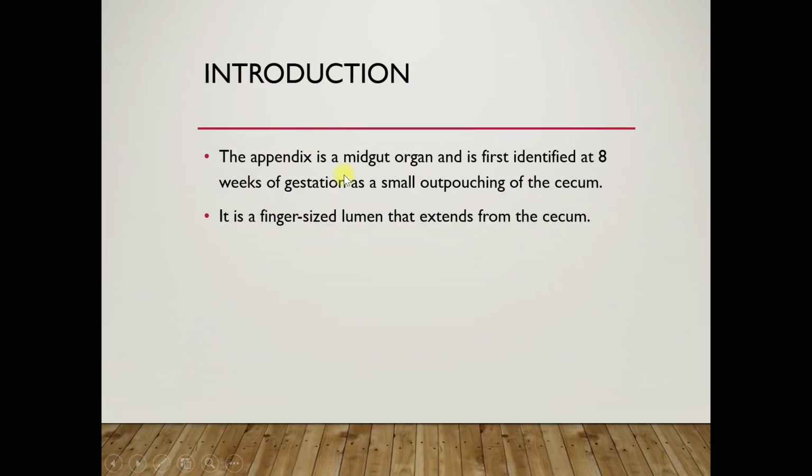So the appendix is a midgut organ. As you know, the primitive gut or embryonic gut, during gastrulation, gives rise to three components: the foregut, the midgut, and the hindgut. So the appendix is part of the midgut, and it is first identified at 8 weeks of gestation as a small outpushing of the cecum. It is a finger-sized lumen that extends from the cecum.